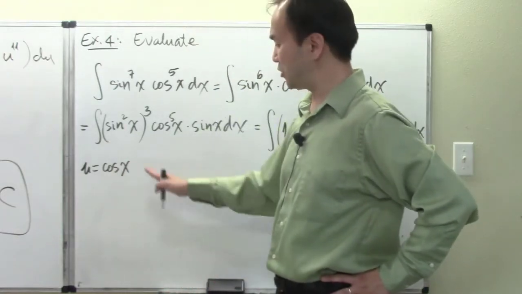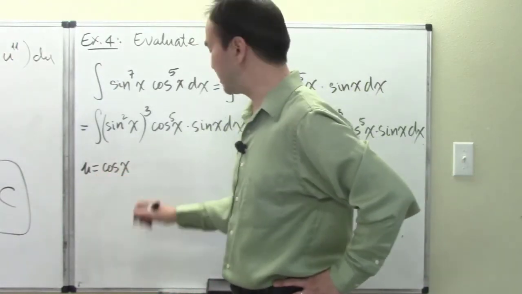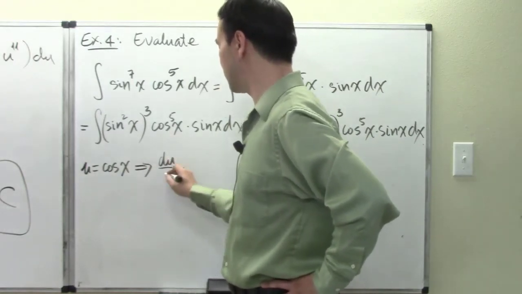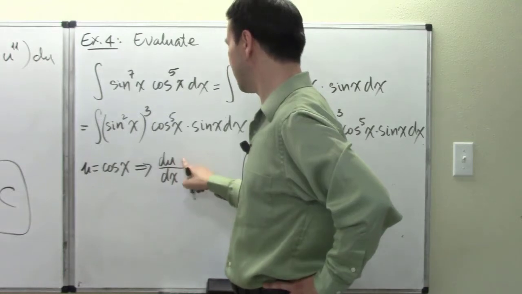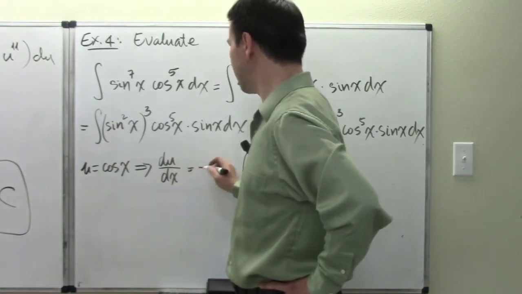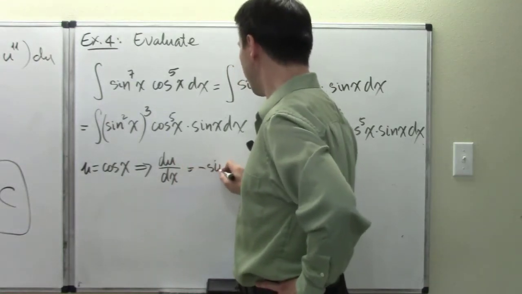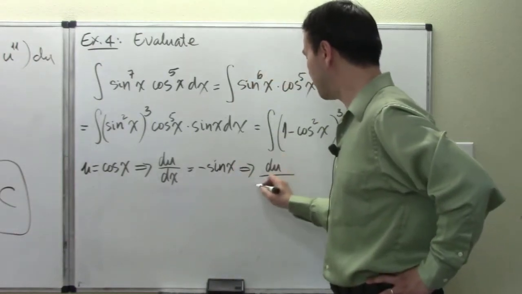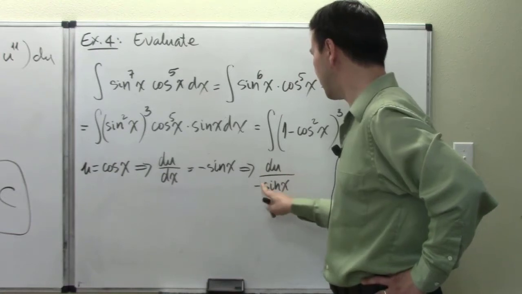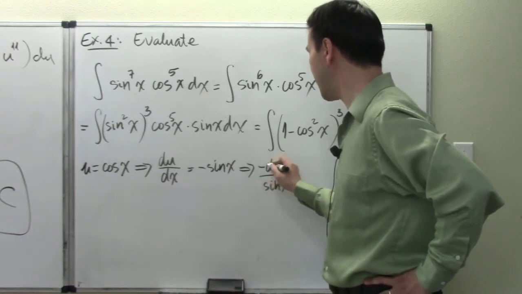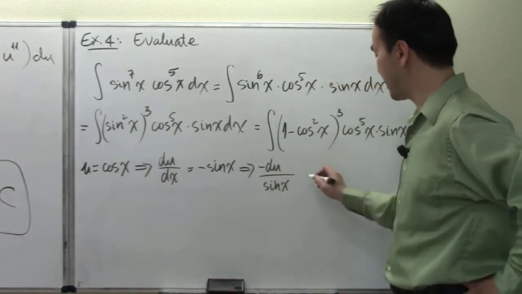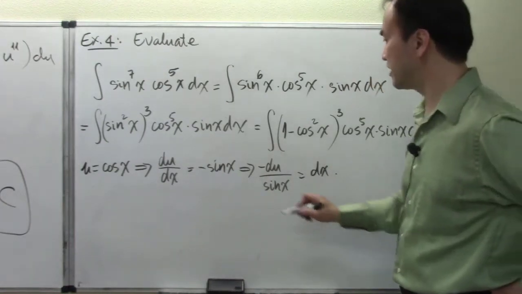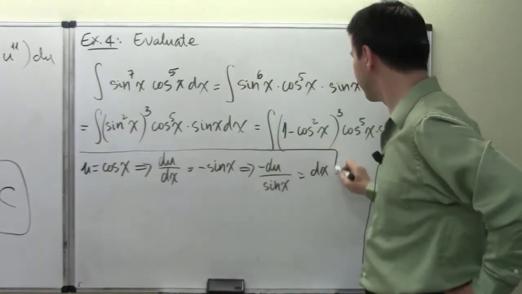Okay, so cosine of x is to be substituted by a u variable. Then of course, just like usual, du/dx is negative sine of x. That leads to saying that du over minus sine of x, or simply I can put the negative sign here, minus du times over sine of x, is equal to dx. So the substitution is now ready for action right here.